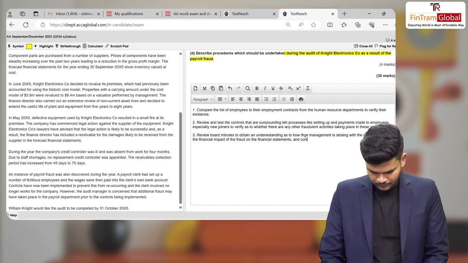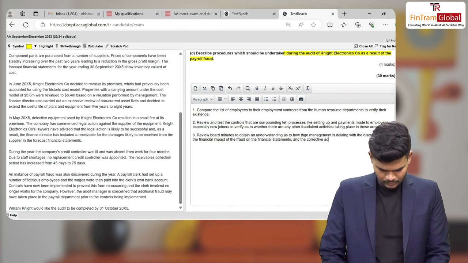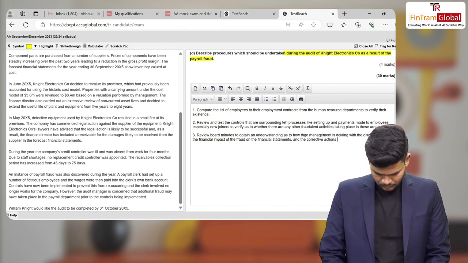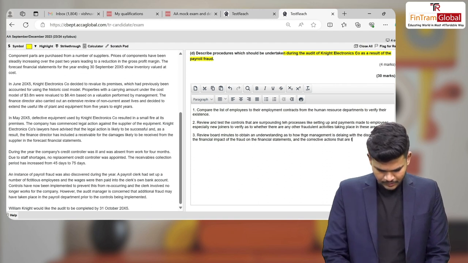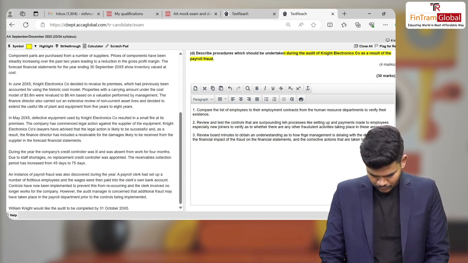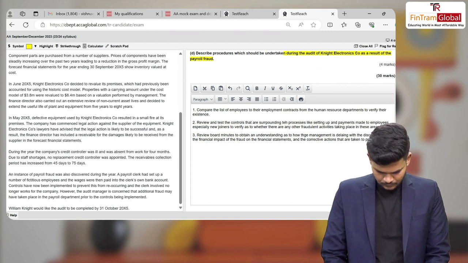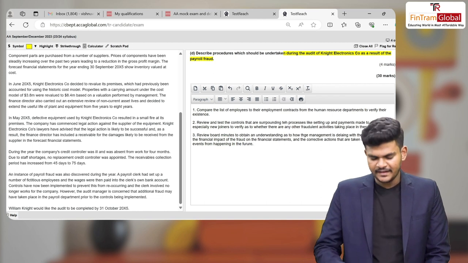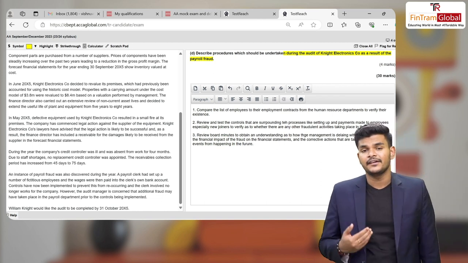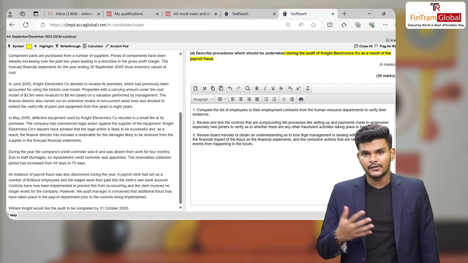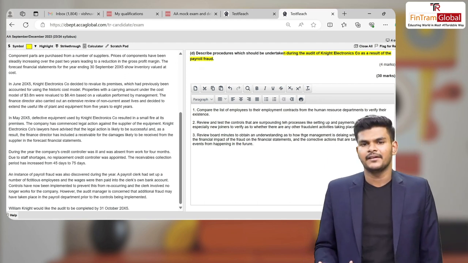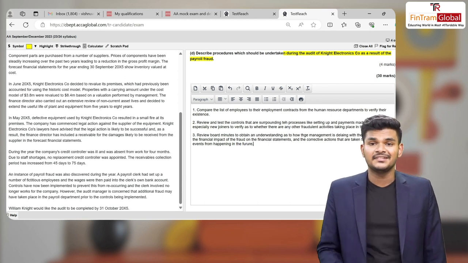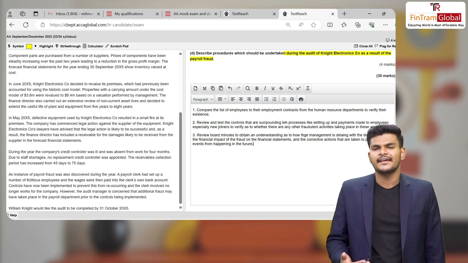and corrective actions that are taken to detect and to prevent such events from happening in the future. For example, for the next year as well, we will be conducting the audit, right? If they are not taking any corrective action, then that effectively means that even for the upcoming audits, it's going to be a bit difficult, as there would be fraudulent activities and material misstatements in the financial statements, right? So we're just obtaining an understanding of what's their process.